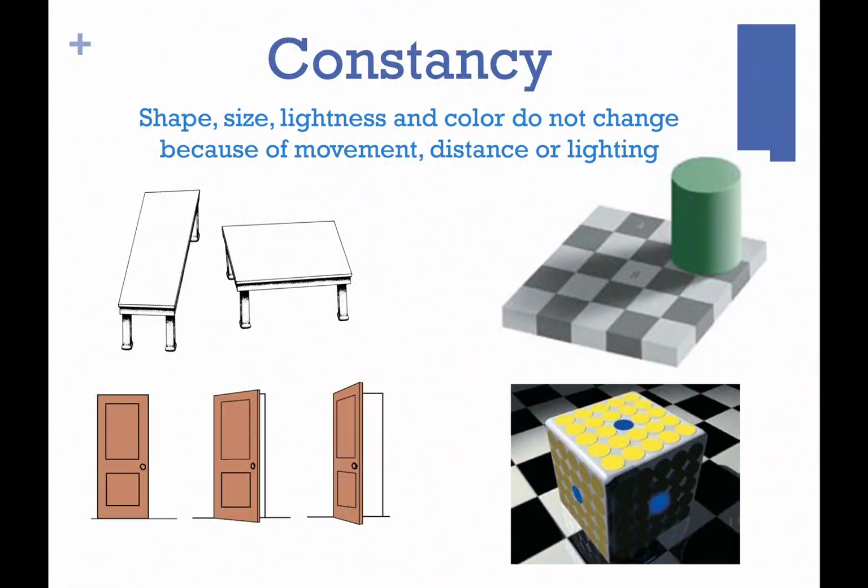Constancy, this is another example of top-down processing where your brain can be fooled from past experience and tricks of perception. Shape, size, lightedness, and color do not change because of movement, distance, or lighting. So for example, as we know that tile A is the exact same shade as tile B, and even knowing that, we still can't see that that's the case because your brain perceives constancy, that this is in shadow when in reality these tiles here are darker.